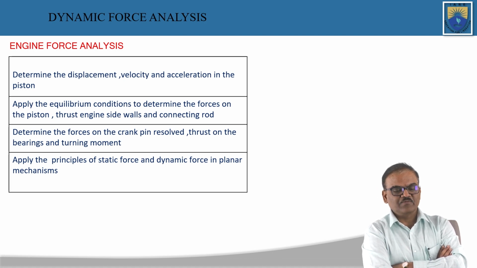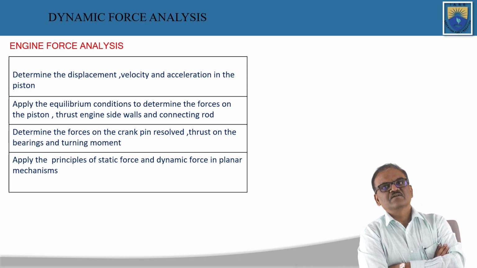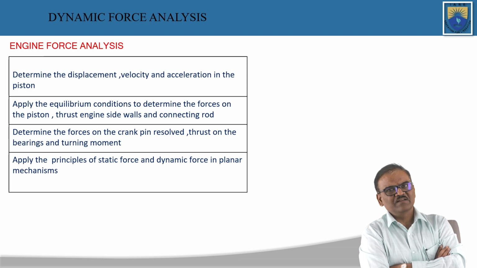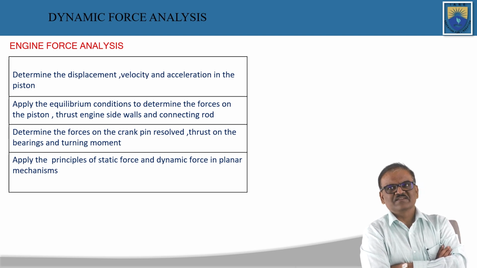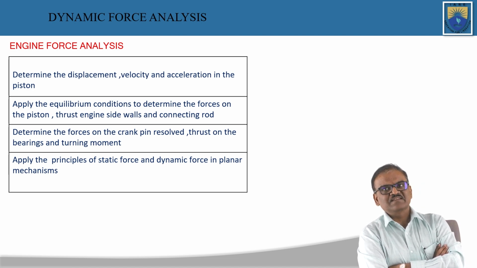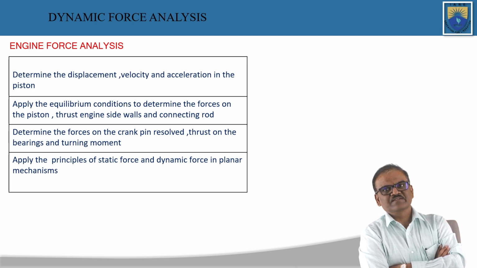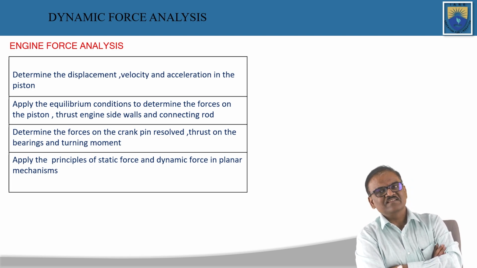When we come to the dynamic force analysis for a slider crank mechanism, the piston and cylinder form an important part, where the piston mass is considered. Engine force analysis has to be done in four steps. Determine the displacement, velocity and acceleration of the piston. Apply the equilibrium conditions to determine the forces on the piston, thrust on the engine sidewalls and connecting rod. Determine the forces on the crank pin, thrust on the bearings and turning moment. Apply the principles of static force and dynamic force in planar mechanisms to do the engine force analysis. These are the four steps.